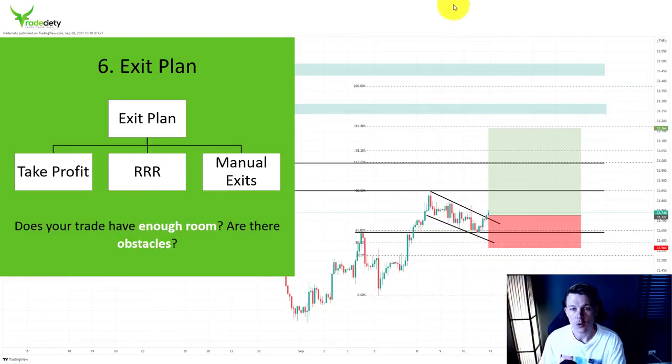And so you can integrate higher and lower time frames very nicely. All right, so now point number 6 is where we get into our exit plan.